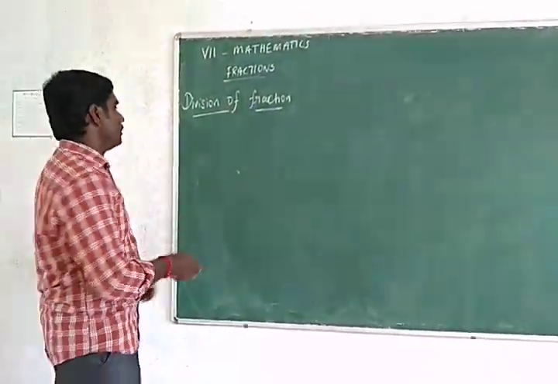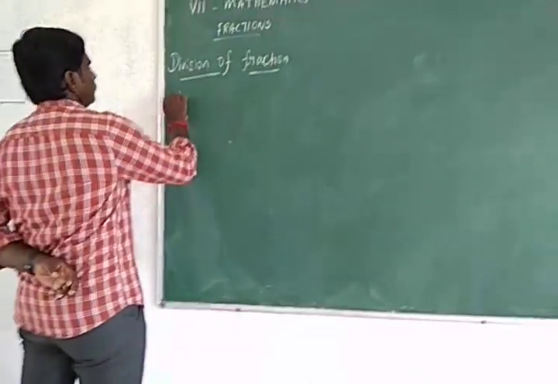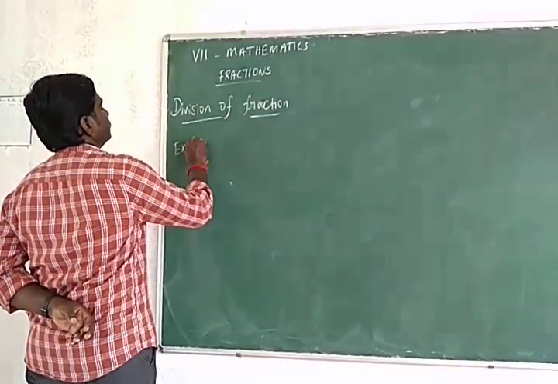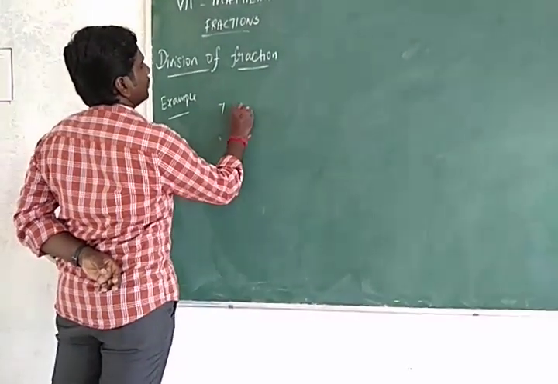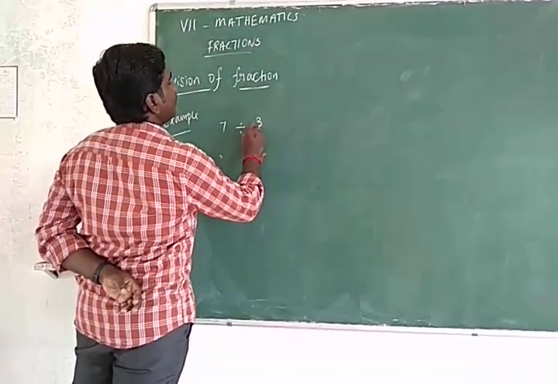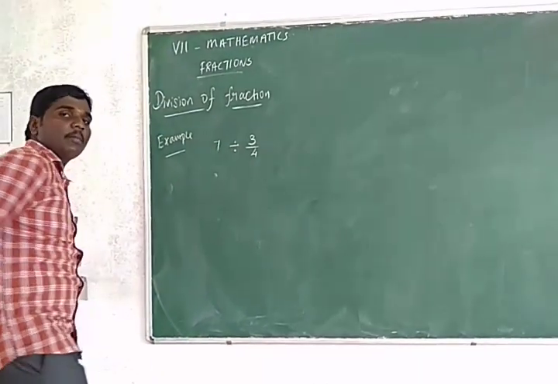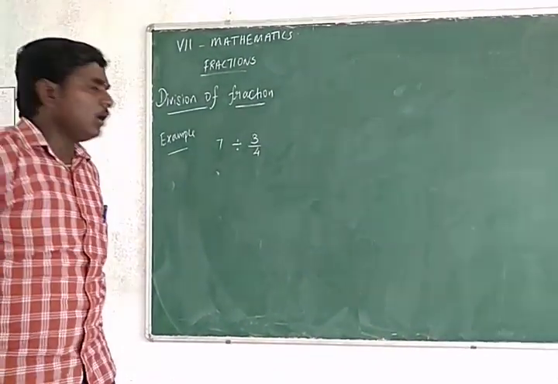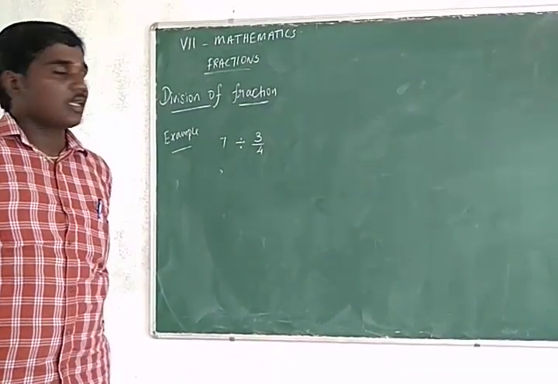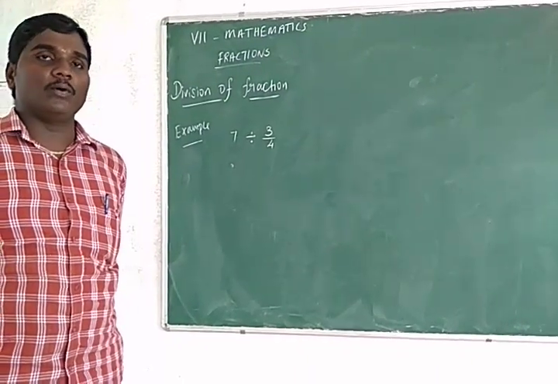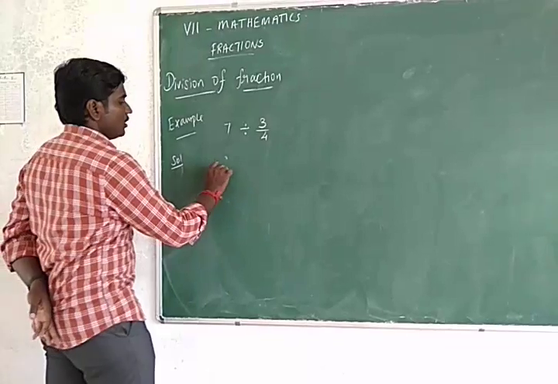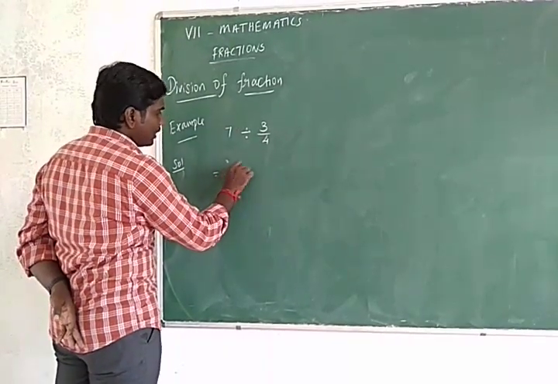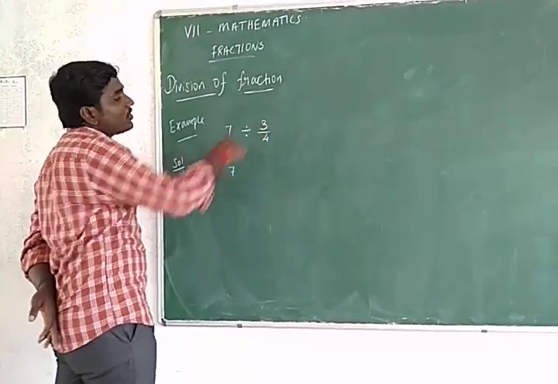For example, 7 divided by 3 by 4. It is a whole number divided by a fraction. 7 divided by 3 by 4. Very easy. First you keep it the same, 7. It is division.